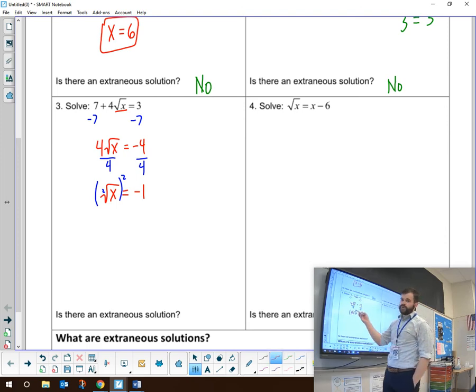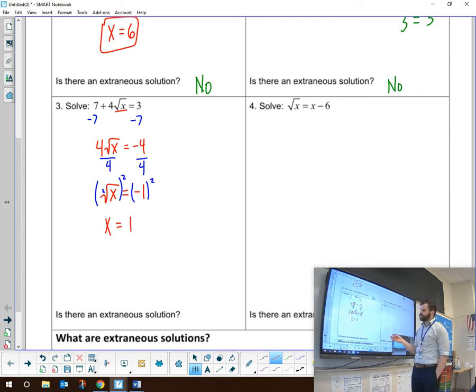So that square root and that square root cancel, gives me just x. And I also need to square this side. Now, negative 1 squared is a positive 1. So there you go, x equals 1. However, I think there might be an extraneous solution on this one because we can't have a square root equal a negative. So let's plug this back in and see if it actually works out, okay?